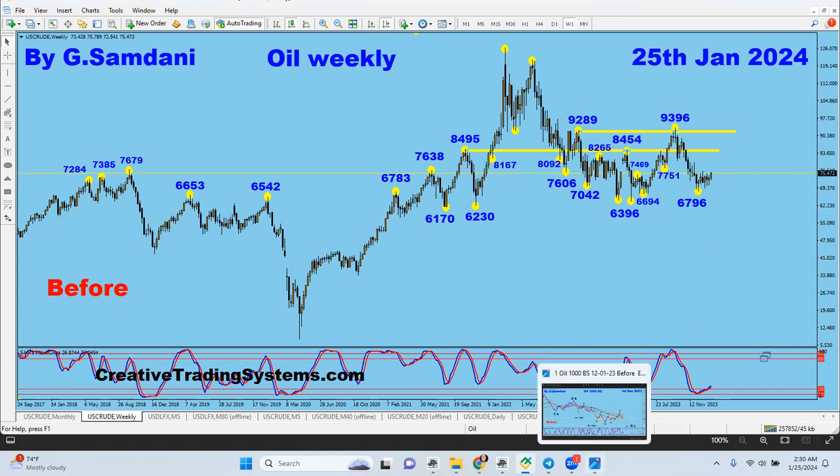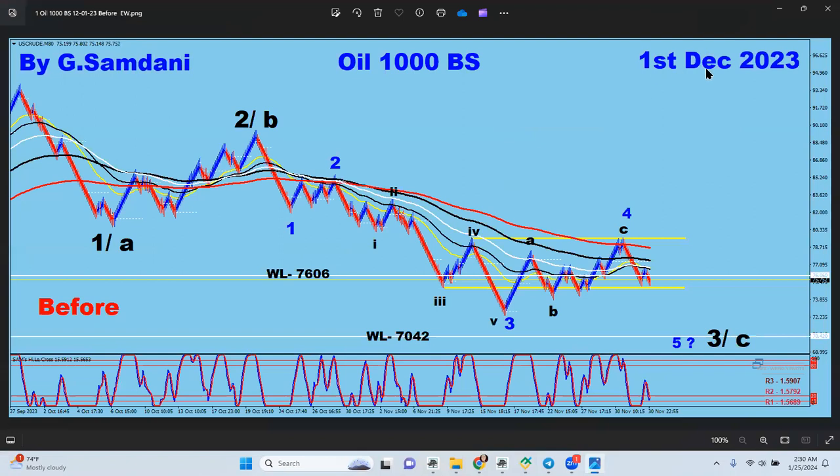Okay, so let's see that. When we were here, December 1st, we were here. And this is the drop that happens here. Wave 1, 2, and we're supposed to come down here for wave 3, followed by wave 4, black count. And then wave 3 has this 1, 2, 3, 4, and then we're supposed to come for wave 5. That will finish wave 3.